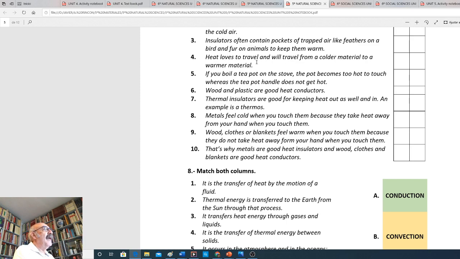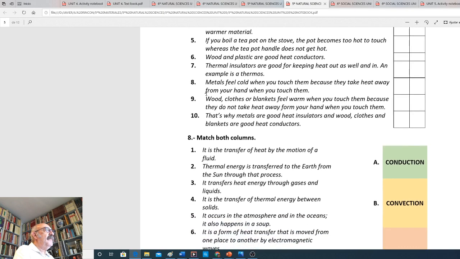Number 4, heat loves to travel and will travel from a colder material to a warmer material. From a colder to a warmer? No way. This is false. Number 5, you boil a teapot on the stove, the pot becomes too hot to touch, whereas the teapot handle does not get hot. That's true. Why is it? Because the handle is an insulator, normally plastic or rubber.